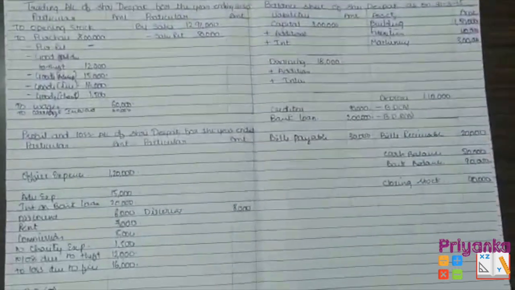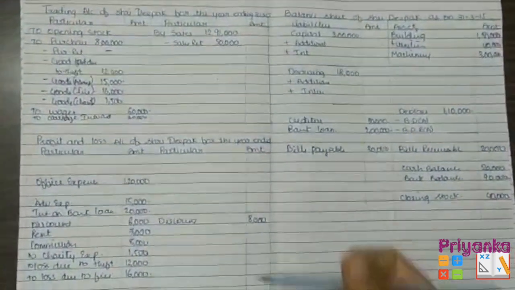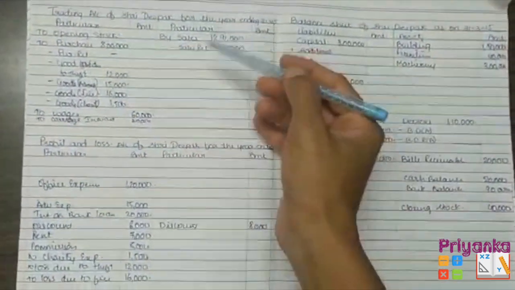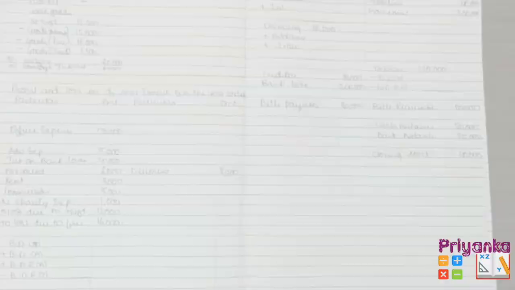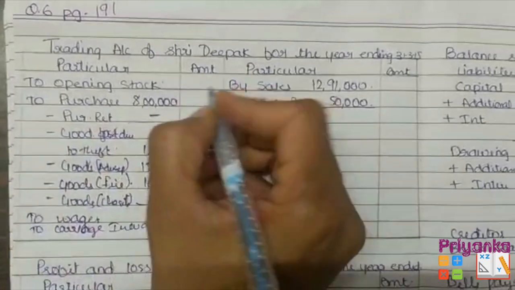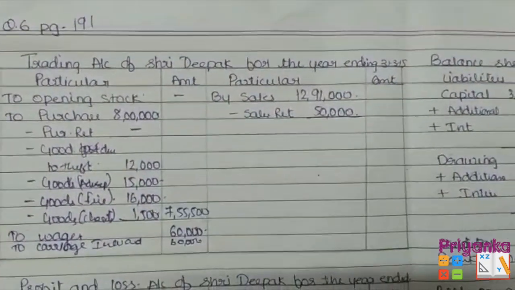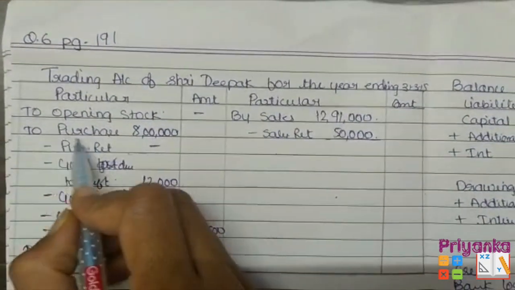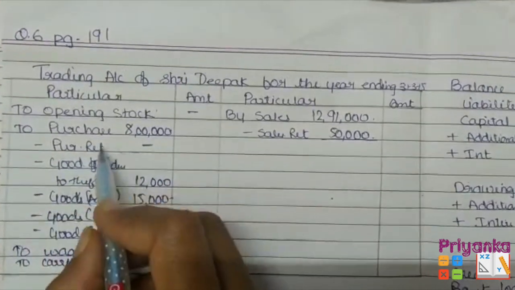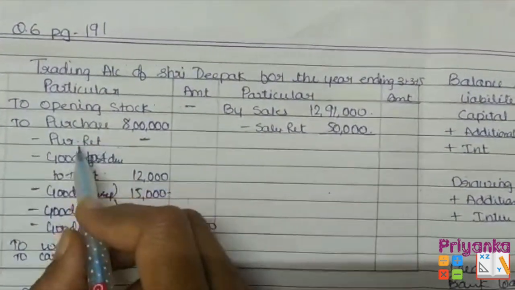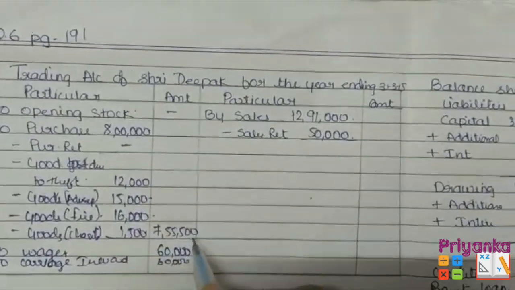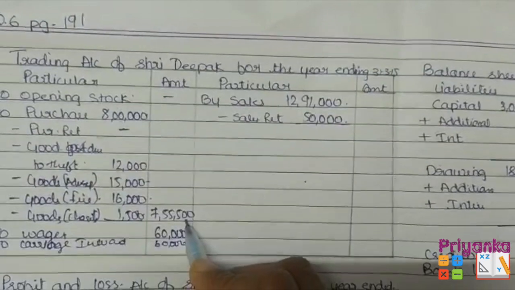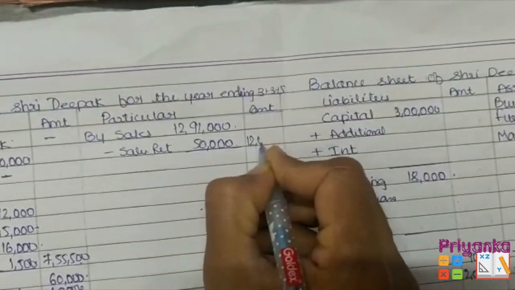Now the fourth step for the solution: whatever calculation we did, take the calculation and write the amount outside. In the trading account we didn't find an opening stock amount, so there was no amount. In the next entry, that is purchase 8 lakh minus purchase return, we didn't have any purchase return, but there is the amount of goods going out, other than sale. After the calculation, minus them, the amount that came out is 7,55,500.